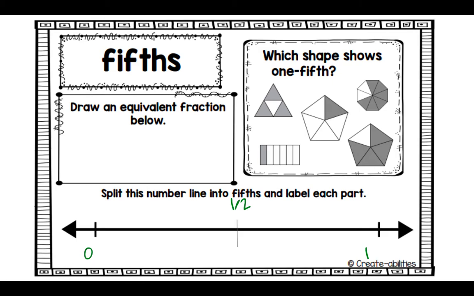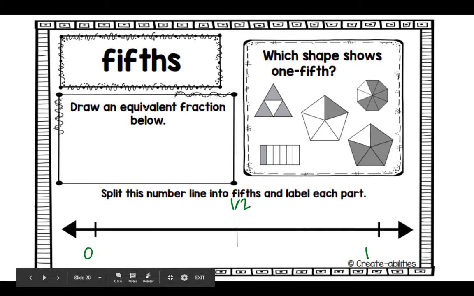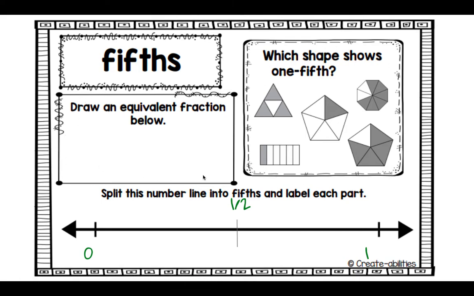Now I would like you to go back to your book. I would like you to work on this fifths page on your own. See if you can do all 3 parts on your own. Cut it into 5 even parts on your number line. Choose which one is 1/5, and then draw your picture below. So go ahead, pause the video to do this, and then push play, and we will check what you have.